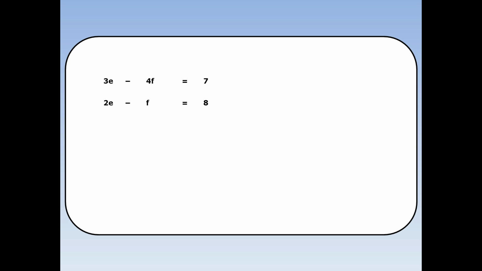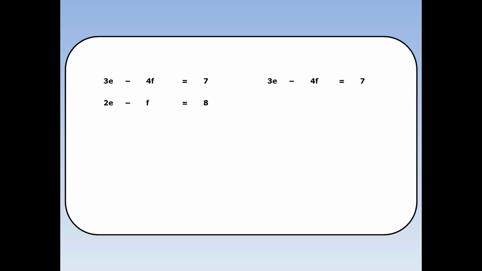3e minus 4f is 7, 2e minus f is 8. So again, none of the numbers are the same. I've got 3e on top and 2e on the bottom. Minus 4f on top and minus 1f on the bottom. I need to multiply one of the equations so that the numbers are the same. I'm going to choose to do this for f, but I could have chosen to do it for e as well. So, to make the bottom minus 4f, I need to multiply the whole thing by 4.